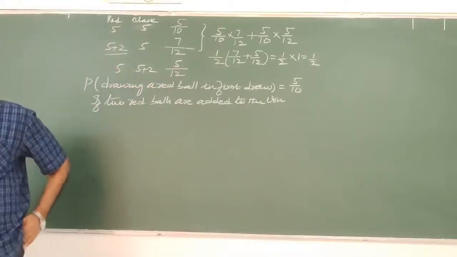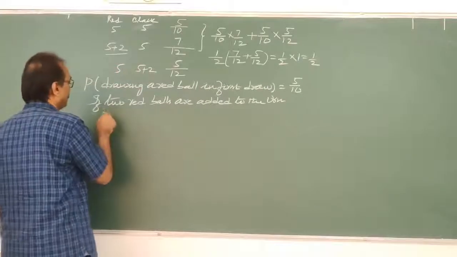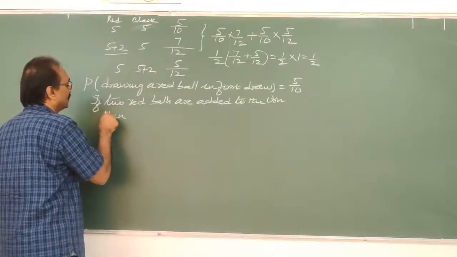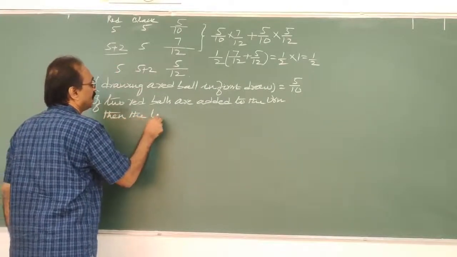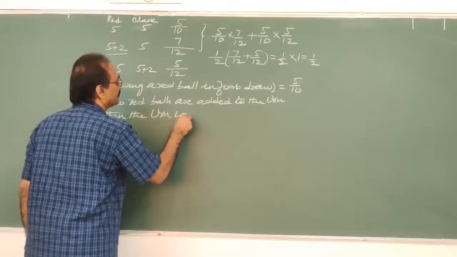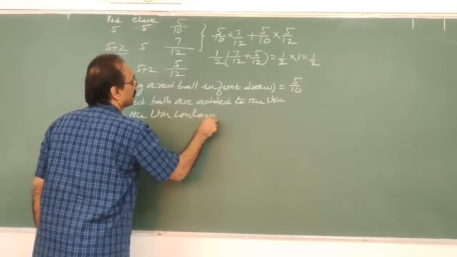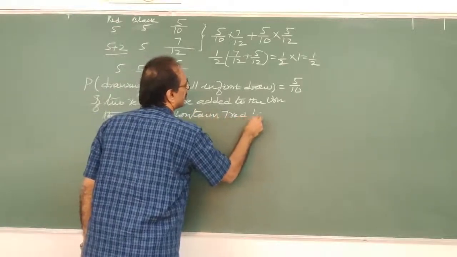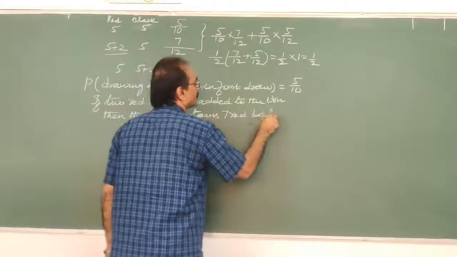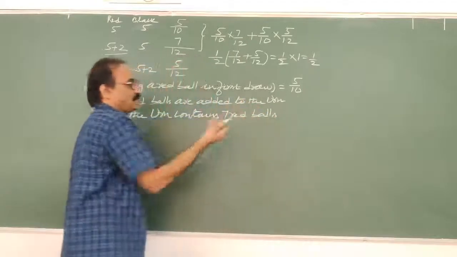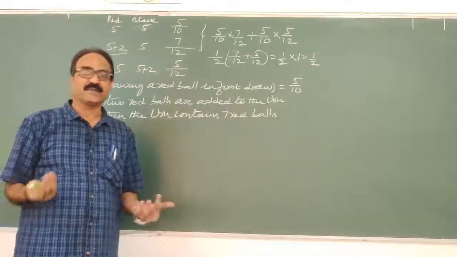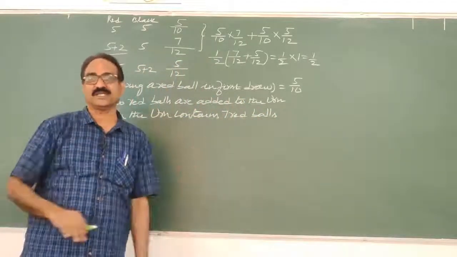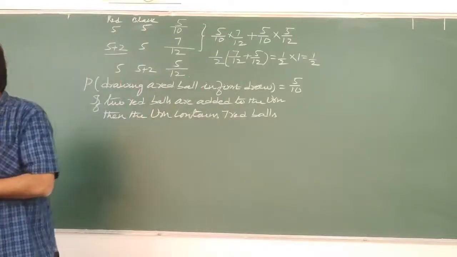Then the urn contains 7 red balls. Correct or not? 7 red balls, because 5 plus 2. First one is red, same color should be added. So 5 plus 2, 7 red balls. No? Now what will you do?